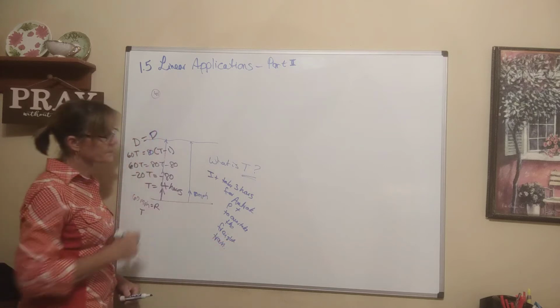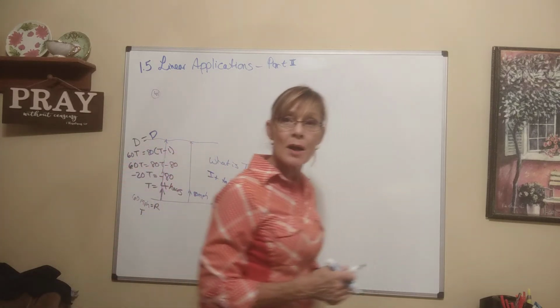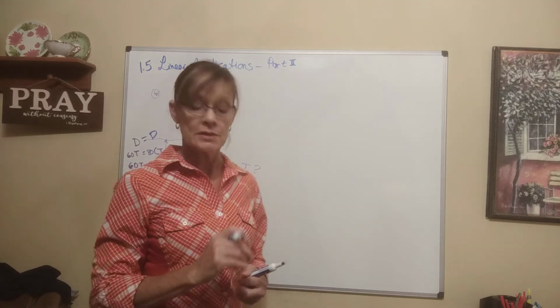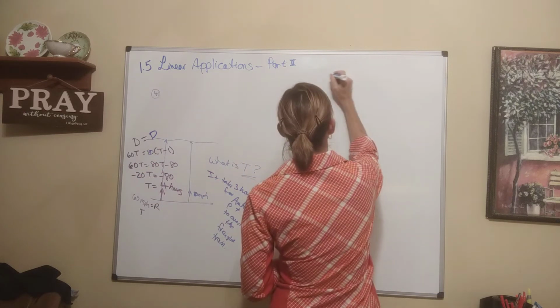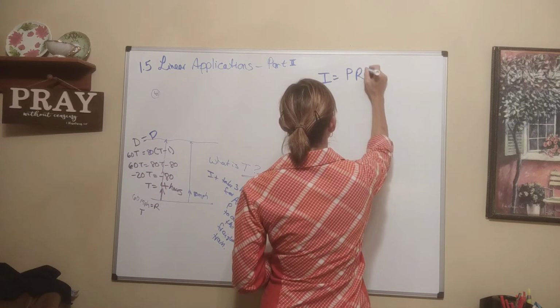train. Okay, we've got one more problem and then we're done. The last one is a money problem and it involves simple interest. So here's the formula for simple interest. Simple interest I is equal to PRT.